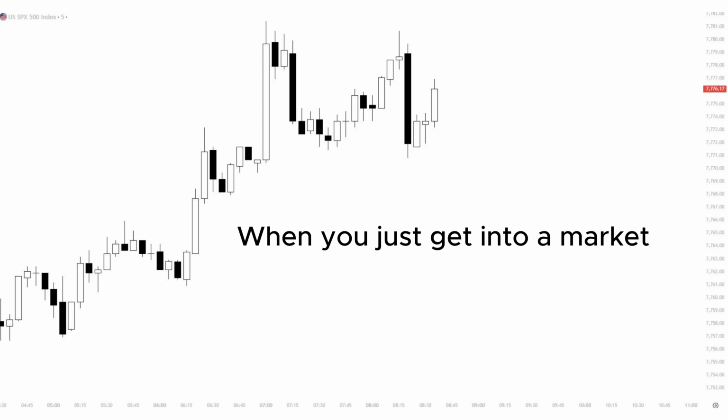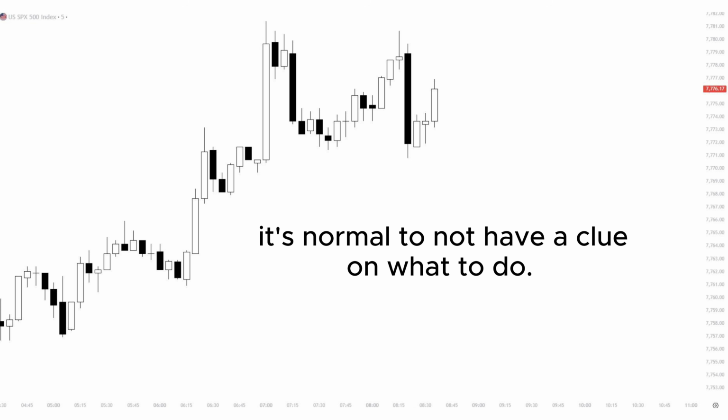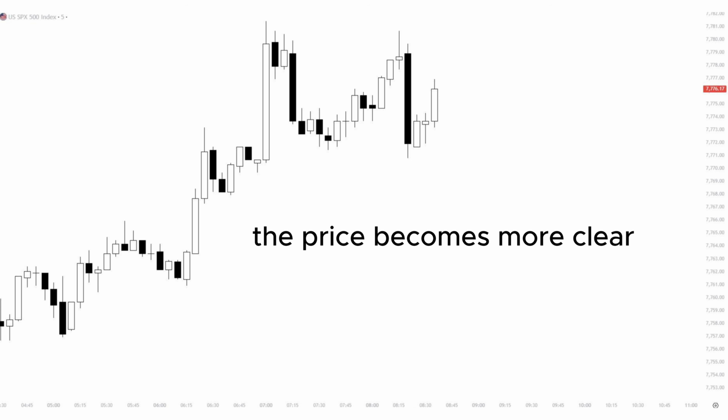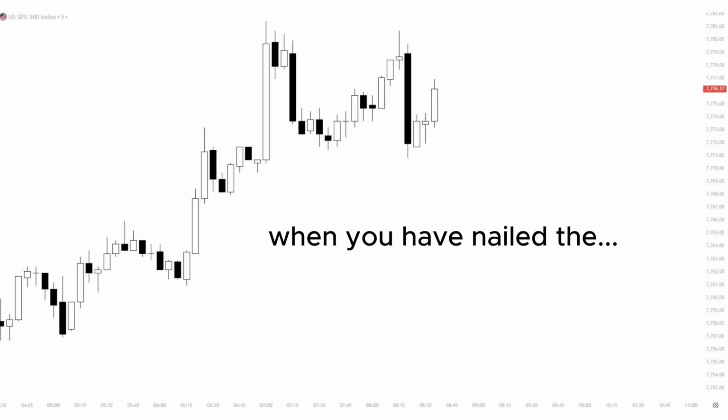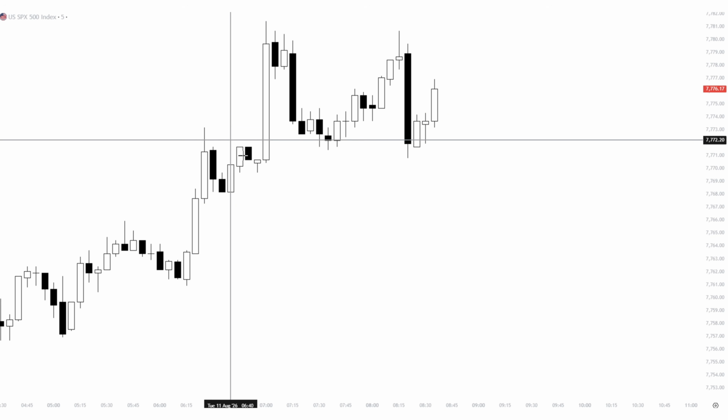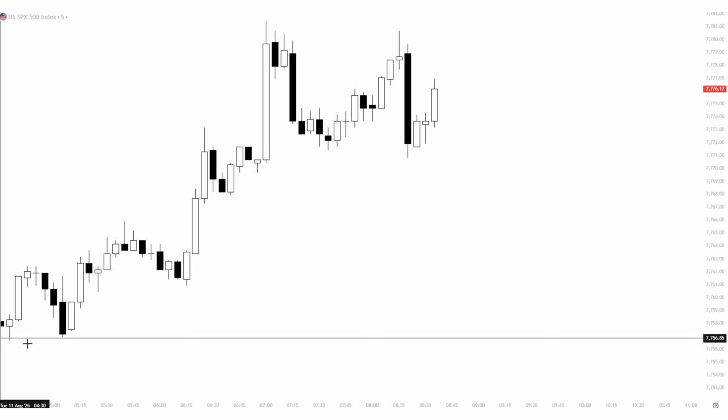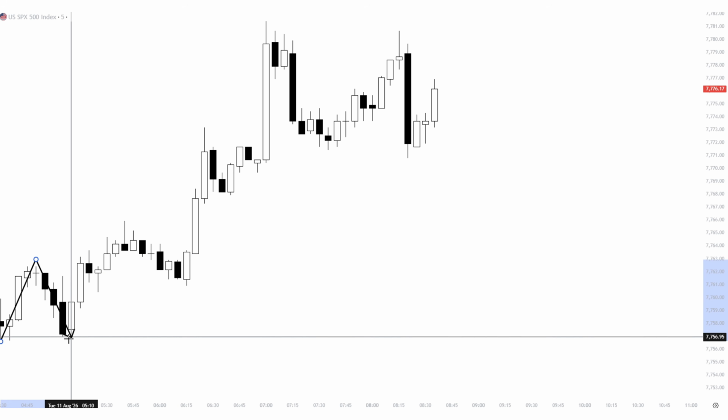Now, when you just get into a market, it's normal to not have any clue on what to do. We need some clarity. And the way a market's price action becomes more clear is when you have nailed the directional analysis. What we look at in the directional analysis is to connect the swing points so we know in detail what the market has done recently and what it's likely to be doing next.